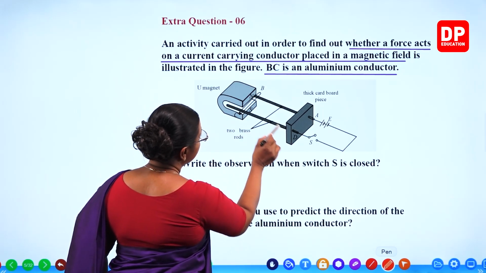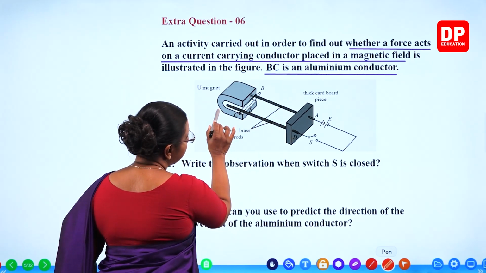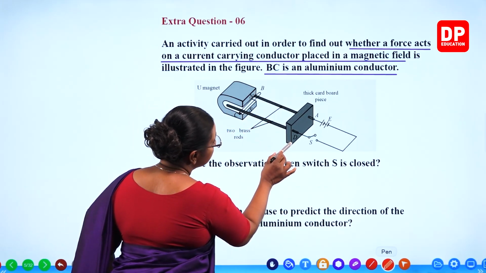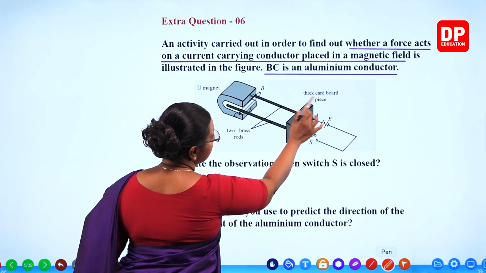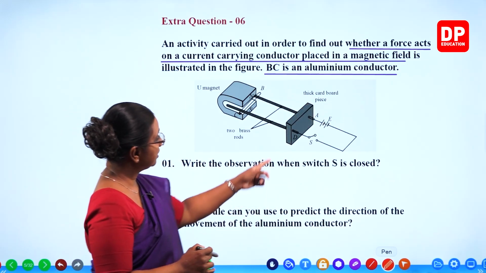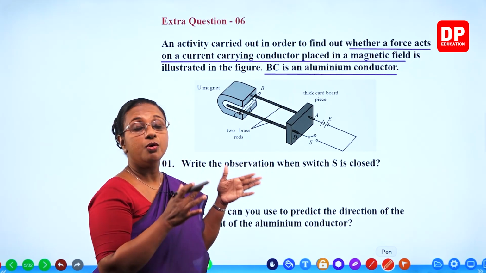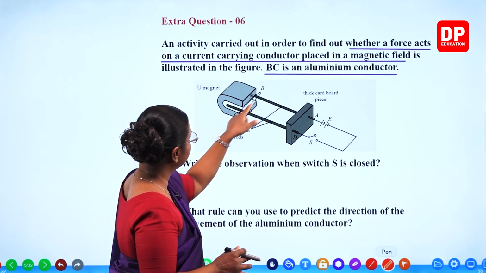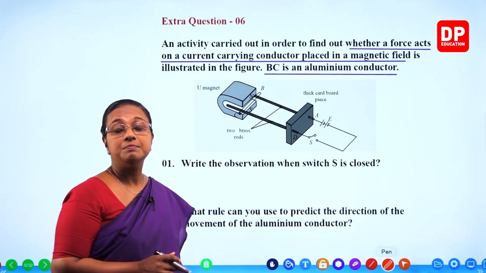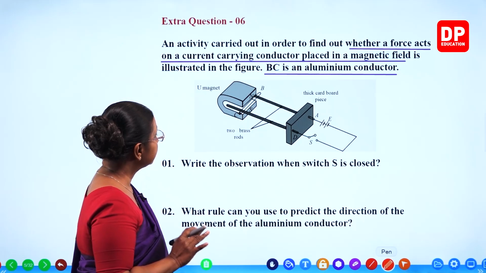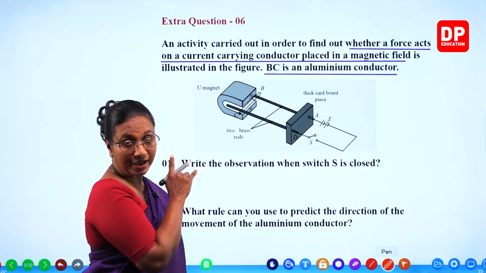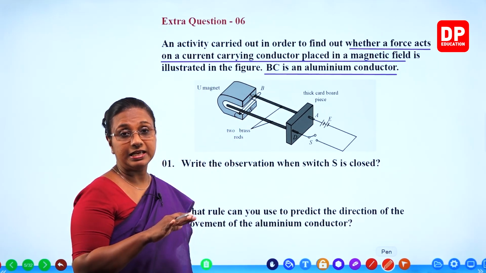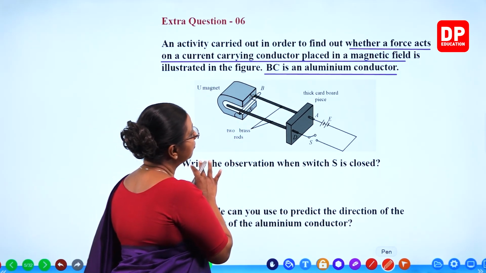Then here you can see there are two brass rods kept on the magnet on this side. These two ends are kept on the magnet, and on this side they are fixed into this thick cardboard piece. So this thick cardboard piece is used to hold those two brass rods in place. And on top of that we have the aluminium conductor BC. You all can see that. So you can remember doing the activity. The BC conductor can move freely. It's not fixed.